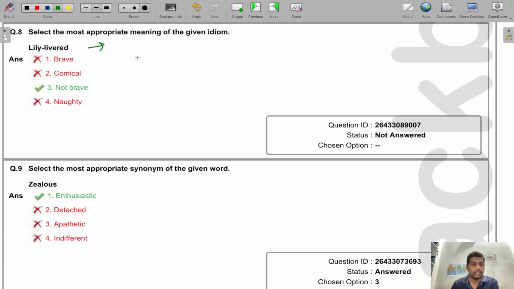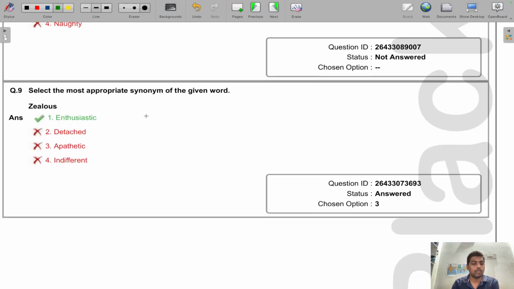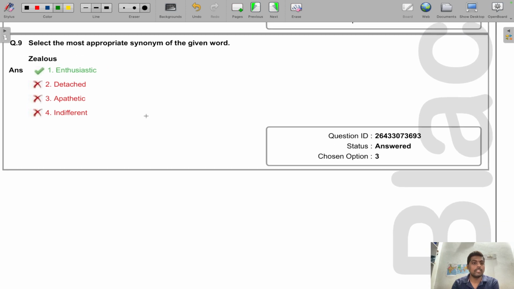Lily livered, you can make a note of this one, guys. Lily livered means a person who is not brave. So whenever you come across an idiom which is not known, you just make a note of that one. Next one is jealous.